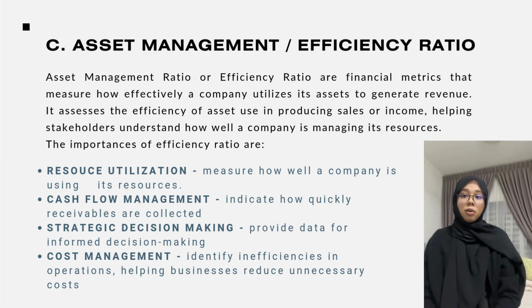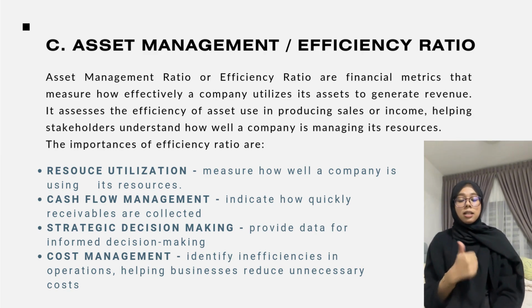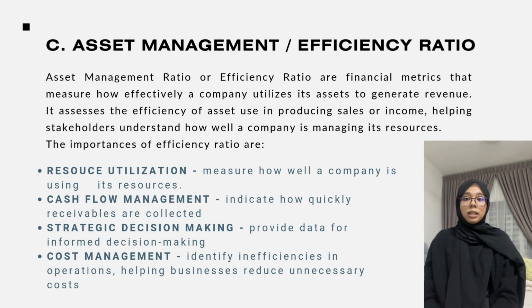Asset management ratio or efficiency ratio are financial metrics that measure how effectively a company utilizes its assets to generate revenue. It assesses the efficiency of assets used in producing sales or income, helping stakeholders understand how well a company is managing its resources. The importance of efficiency ratio are resource utilization. Efficiency ratios help measure how well a company is using its assets, inventory and receivable.